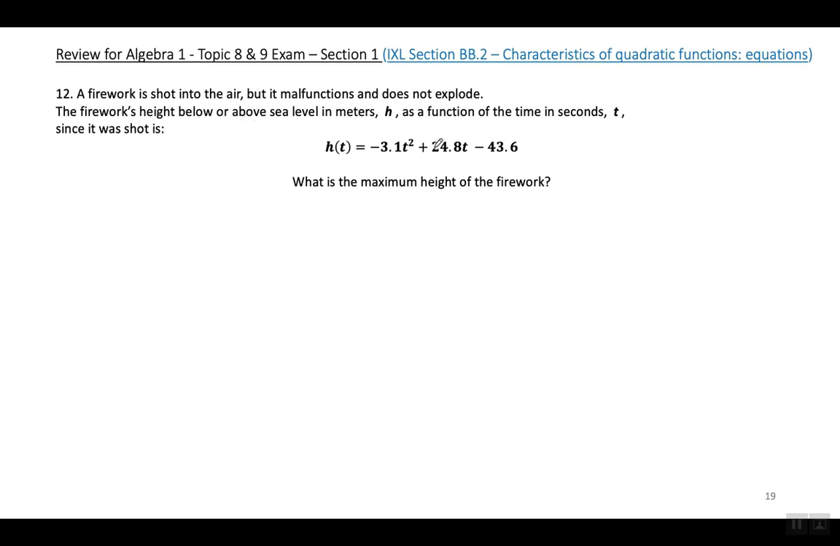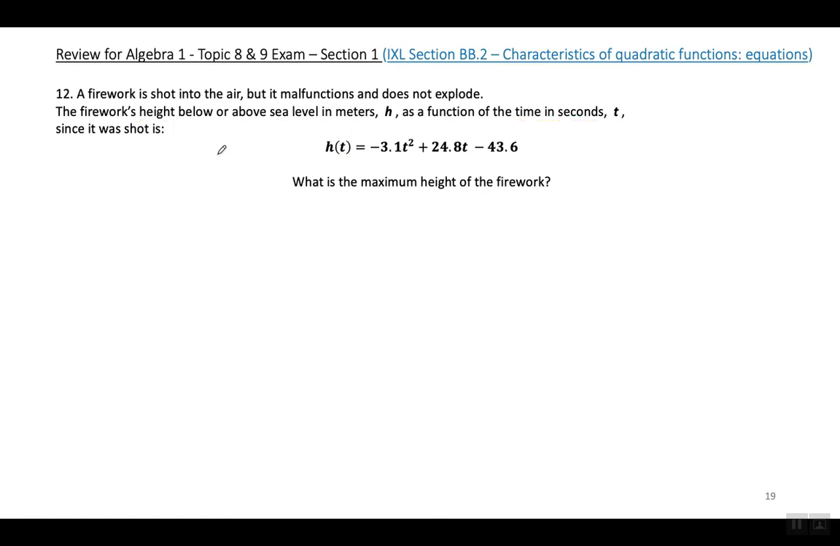Let's make sure you understand this quadratic function. t is the domain, the values that you're putting into the function. t stands for time in seconds. So what you're inputting is, at 0 seconds, where's the firework? At 10 seconds, where's the firework? At 60 seconds, whatever. And h of t, the answer that you get when you plug in different values for time, represents the height of the firework above or below sea level. If it's a positive number, that means it's above sea level. And if it's a negative number, that means it's below sea level.